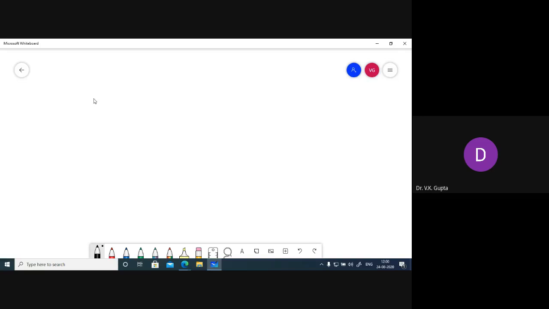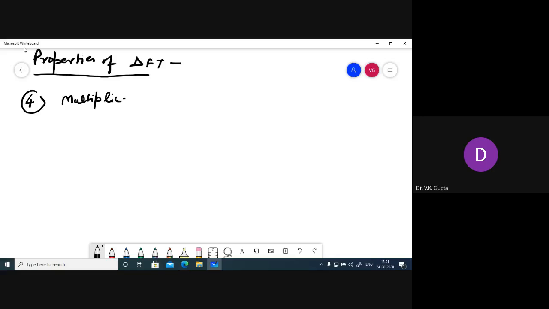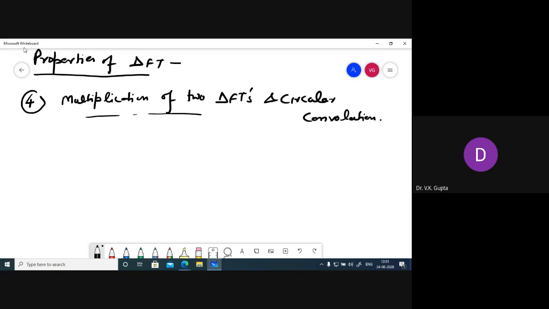In the last class, we were discussing the properties of DFT. In continuation, the fourth property is multiplication of two DFTs and circular convolution.